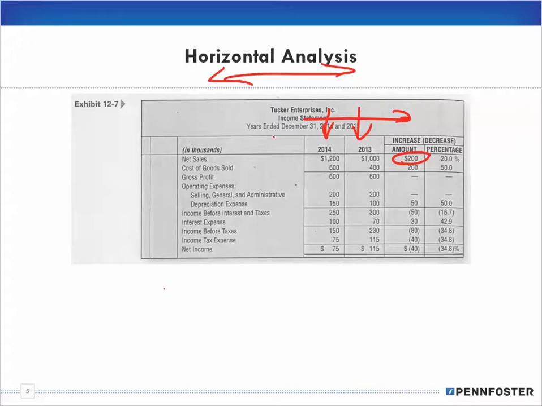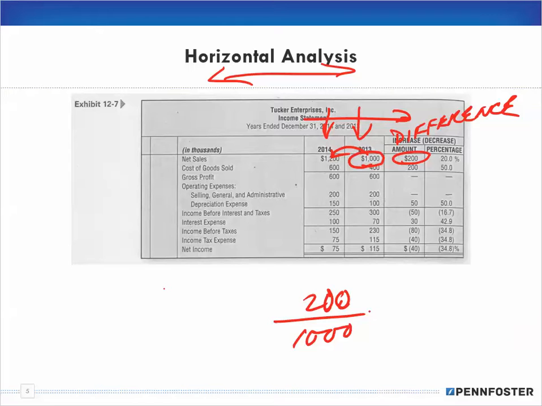Okay, that's $200, an increase or decrease. That's the difference between the two numbers. Now, what are you using as the base? Well, you're using 2013 as the base in order to see what the difference was for the entire year of 2014. So we're taking 200 and dividing it by 1,000, which gives me my 20%.